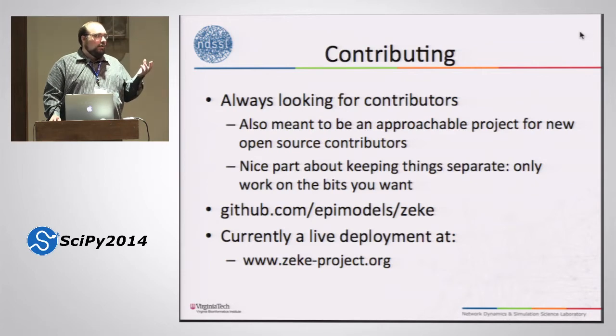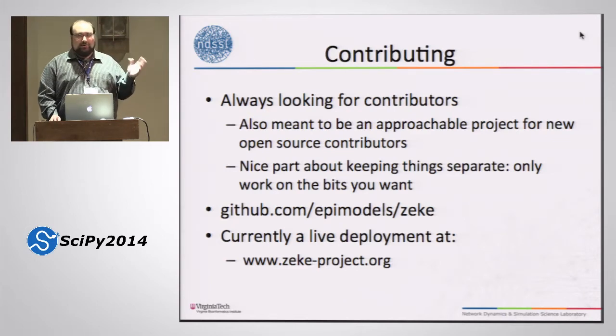The code is pretty clear. It's not using particularly esoteric packages. There's no C. There's no Fortran. And the nice part is that you only have to work on the bits you want to work on. So the GitHub repository for this is github.com/epimodels/Zeke.